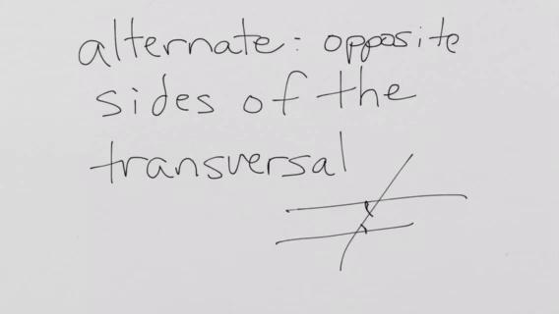Okay, our first definition or word we need to know is the word alternate. You're going to hear that word a lot when we describe angles. Alternate simply means they're on opposite sides of the transversal. As you can see, I've identified two of them that are on opposite sides of this line that comes right through the middle. They're called alternate angles.